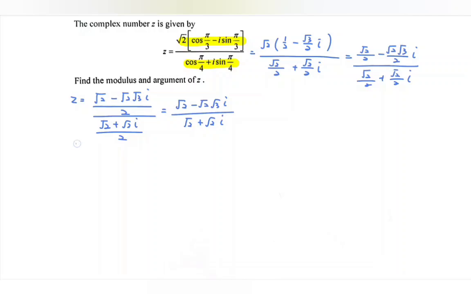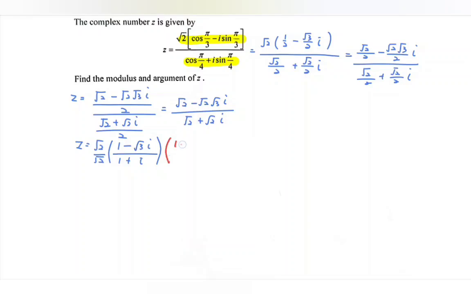Next, we can factor out the square root of 2. In the numerator we have 1 minus square root of 3 i, and for the bottom part we also have the square root of 2, so we have 1 plus i. Now we can simplify, so we have 1 minus square root of 3 i over 1 plus i. Multiply by the conjugate, 1 minus i over 1 minus i. We expand the expression, then z equals 1 minus i minus square root of 3 i, and then minus square root of 3 over.